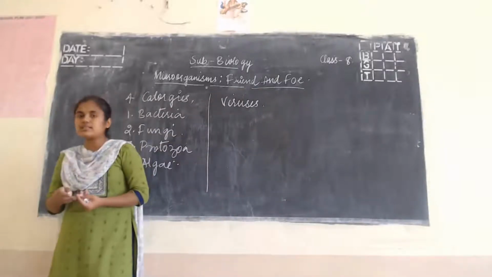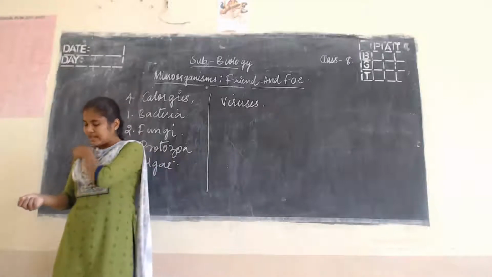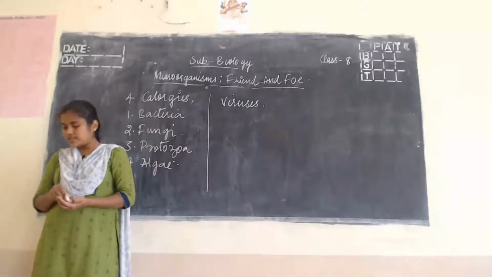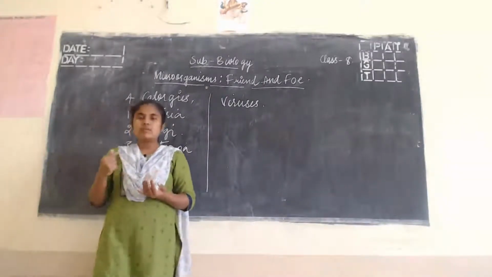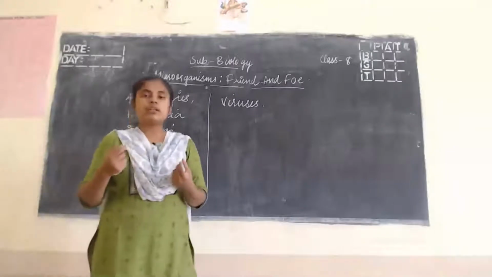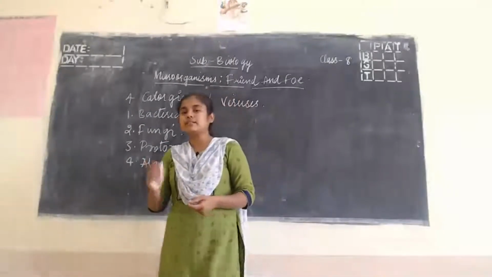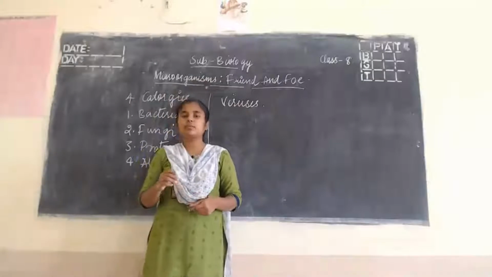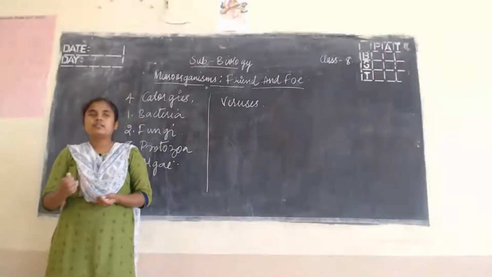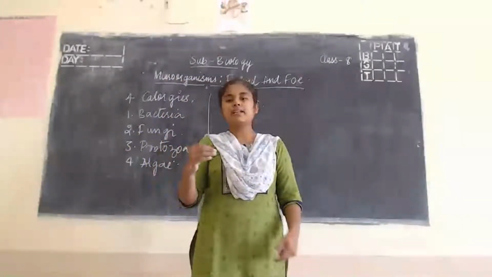Some microorganisms, like bacteria, some algae, and protozoa, are single-celled, that is, they have only one living cell. Some microorganisms are even multicellular, such as many algae and fungi. So this is the cell structure: some are single-celled and some are multicellular.